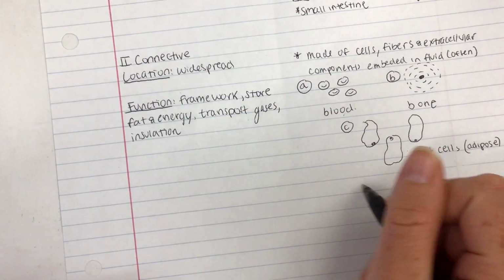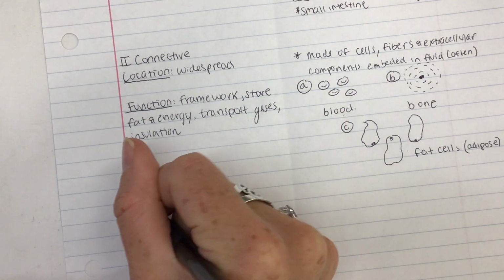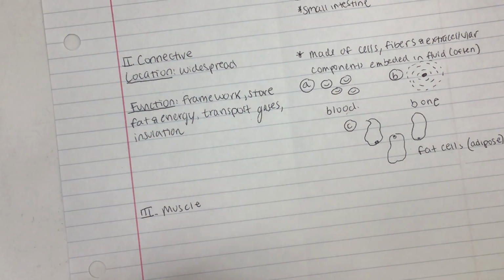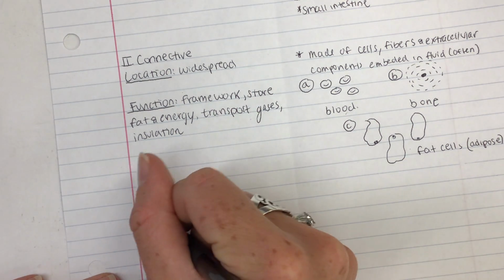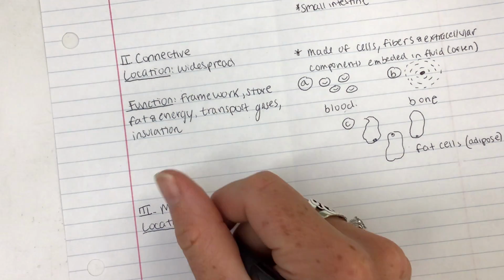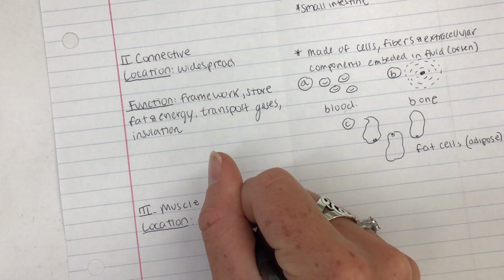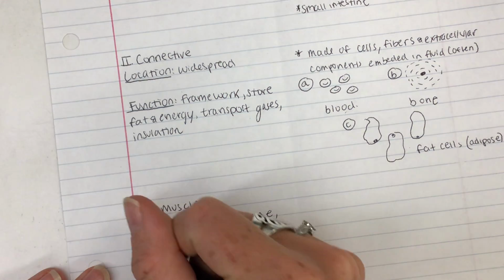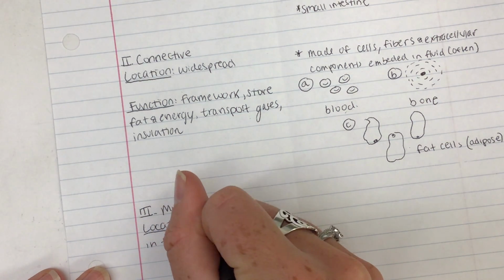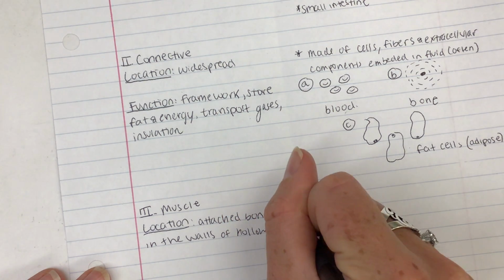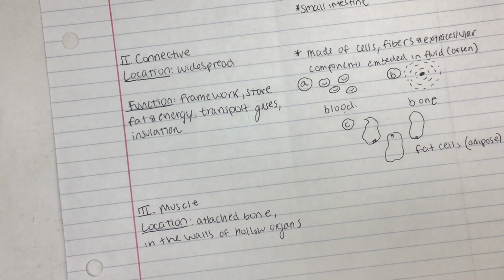All right, this next tissue type, number 3, is going to be muscle tissue. And for location, the more commonly known location is that they're attached to bone by tendons. And they're also found in the walls of hollow organs. For example, like they're in the walls of the stomach, in the walls of the esophagus.